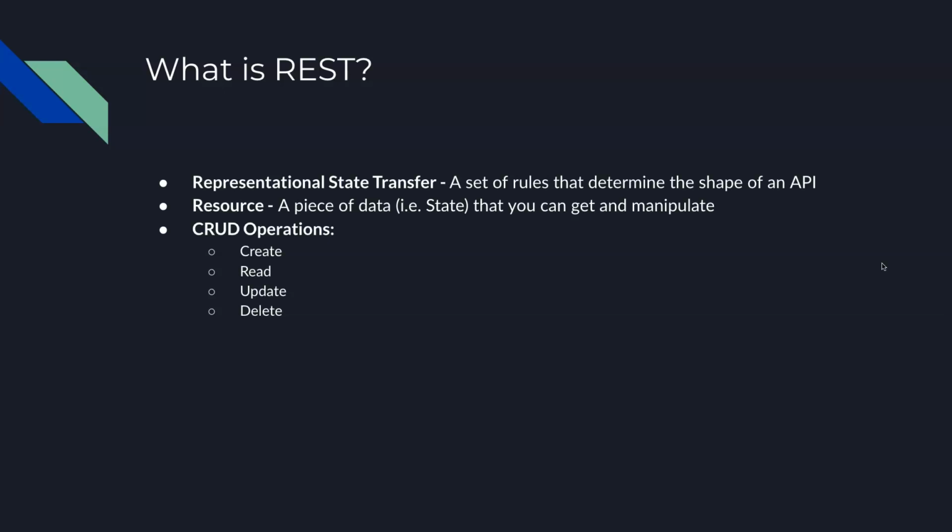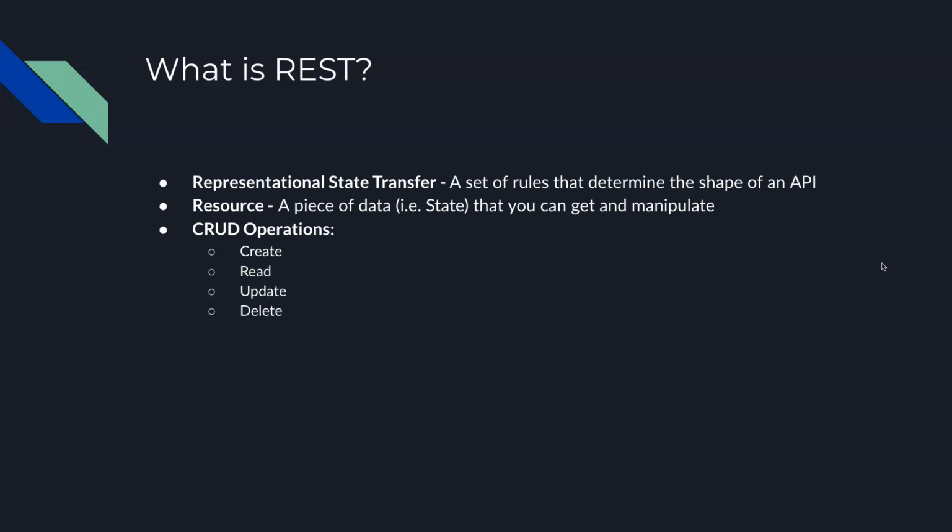So we're here talking about resources. We've mentioned resources in APIs, and here we're dealing with resources in REST. A resource is a piece of data, also known as state in representational state transfer, that you can get and manipulate from the server. Okay? That's it. That's all the resources are when we talk about those.